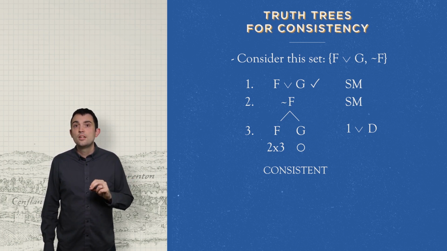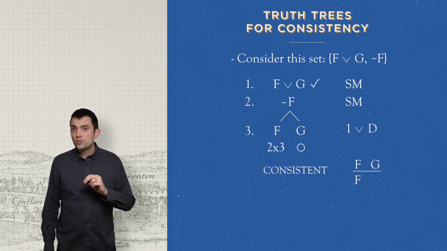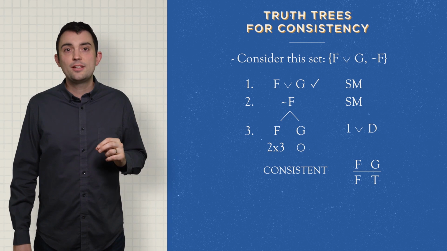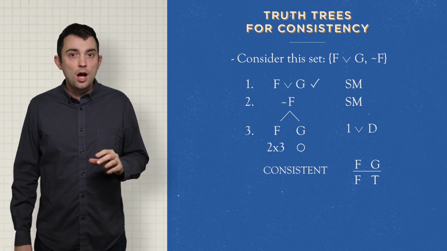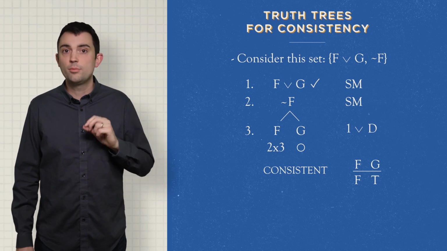If it's consistent, and it is, we can recover our truth values for the two constants here. For not F to be true, F would have to be false. For G to be true, G would be true, and we've recovered those truth values. So we have a completed truth tree again. The compound propositions have been broken down into literals on different branches.